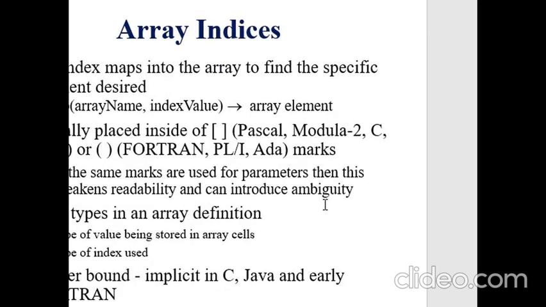The index maps into the array to find the desired element. You decide the array name, index value, and array element. The brackets are used in Pascal, Modula-2, Fortran, PL/I, while Ada uses parentheses. The same marks are used for parameters, which hurts readability and can introduce ambiguity. The types and array definition, the value being stored in array cells.